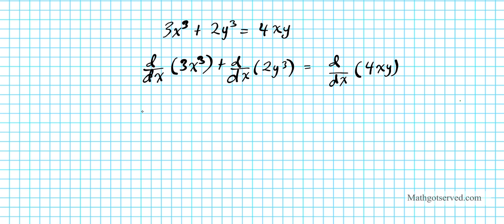I'm going to factor out this 3, so I'm going to have 3 times. Now the derivative of x to the third, we use the power rule. So it's going to be 3x squared times dx, plus, and in this one we'll factor out a 2. If we differentiate y to the third, we're going to have 3y squared times dy dx. Okay, we're using the chain rule here, differentiate all the way.